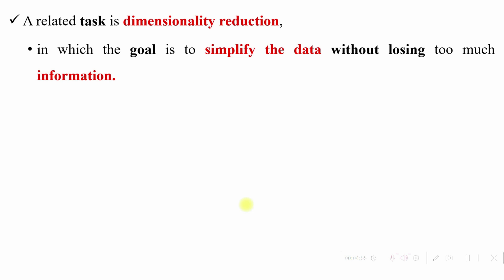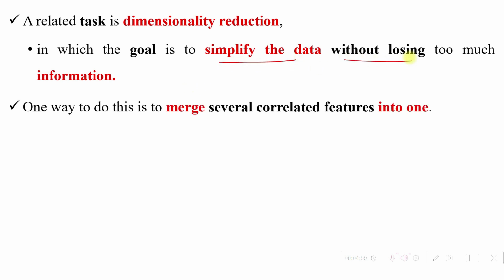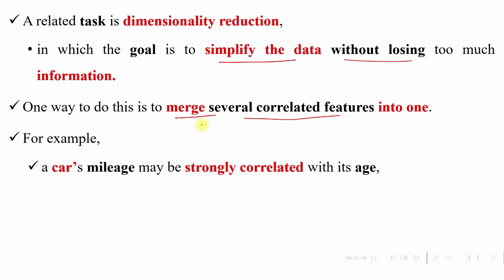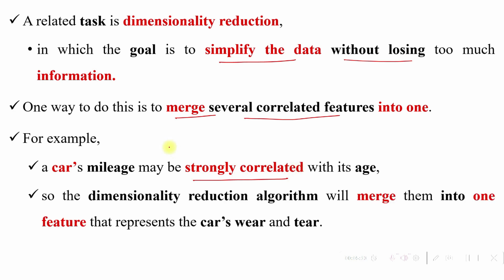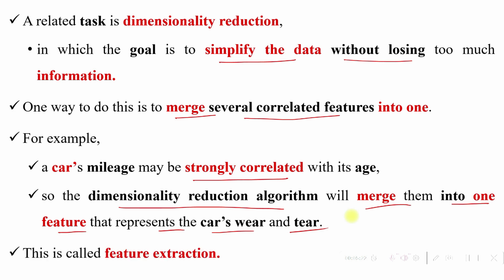A related task is dimensionality reduction, in which the goal is to simplify the data without losing too much information. One way to do this is to merge several correlated features into one. For example, a car's mileage can be strongly correlated with its age, so the dimensionality reduction algorithm will merge them into one feature that represents the car's wear and tear. This is called feature extraction.